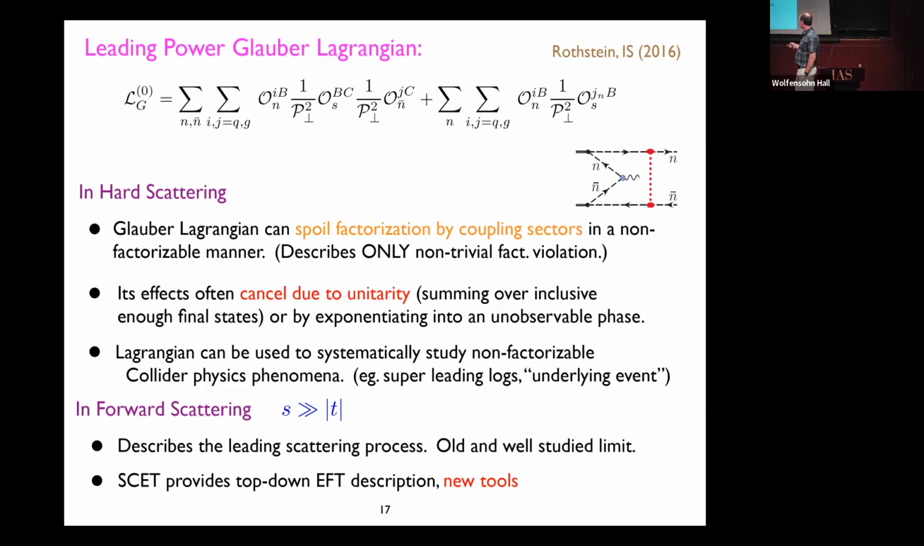But there are some phenomena, and examples of phenomena that people talk about, which are things like superleading logs or underlying event, that can actually be described by this Lagrangian. In forward scattering, if you want to study forward scattering on its own, then you can actually do that with this Lagrangian. At the end of my talk, I'll come back to studying the forward scattering limit phenomena that exist where this Lagrangian is not canceling out.